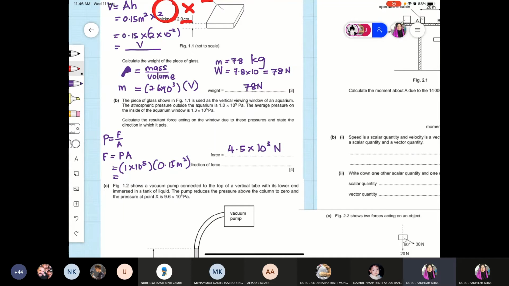Kena tahu tak Newton ni? Kena. Okay, dapat tak? Semua orang boleh tanda jawapan masing-masing. Okay, so from there, direction of force. So what's the direction of force? Outwards. Okay.